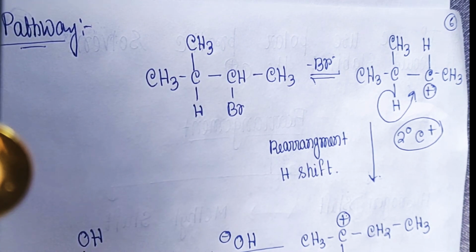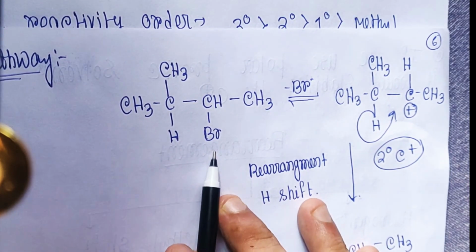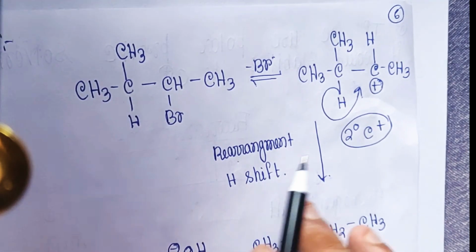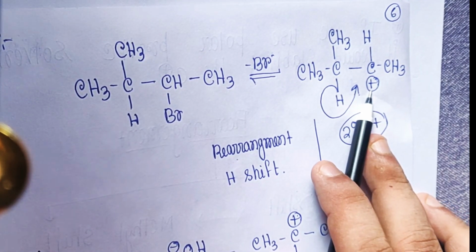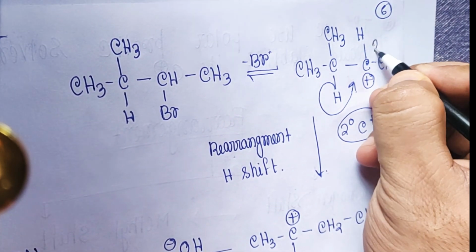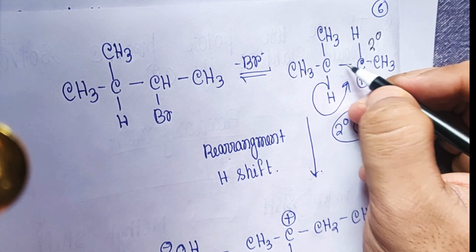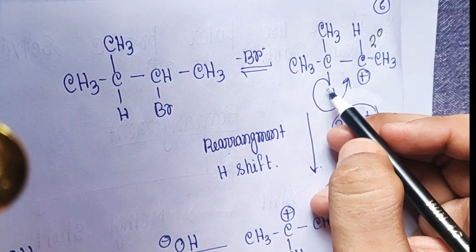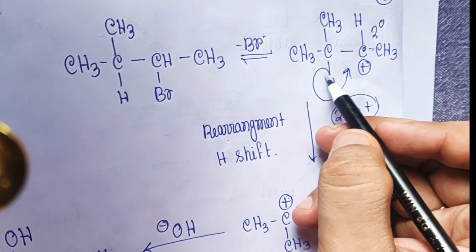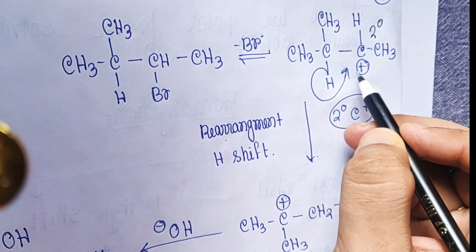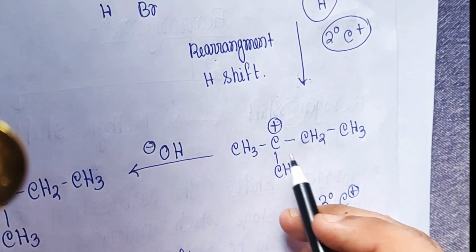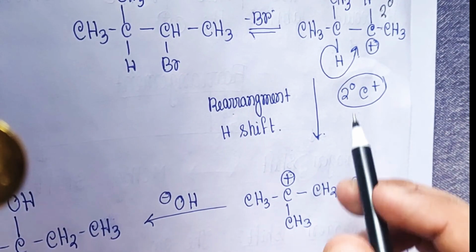So this is our mechanism. As you can see, first this Br would get out of the system, right? So a carbocation would form. Now look at this. This is a 2-degree carbocation, as you can see, 2 carbons are attached to it. But if one hydrogen gets shifted from here to this carbocation, then what would happen? Then definitely this carbocation would get formed, right?